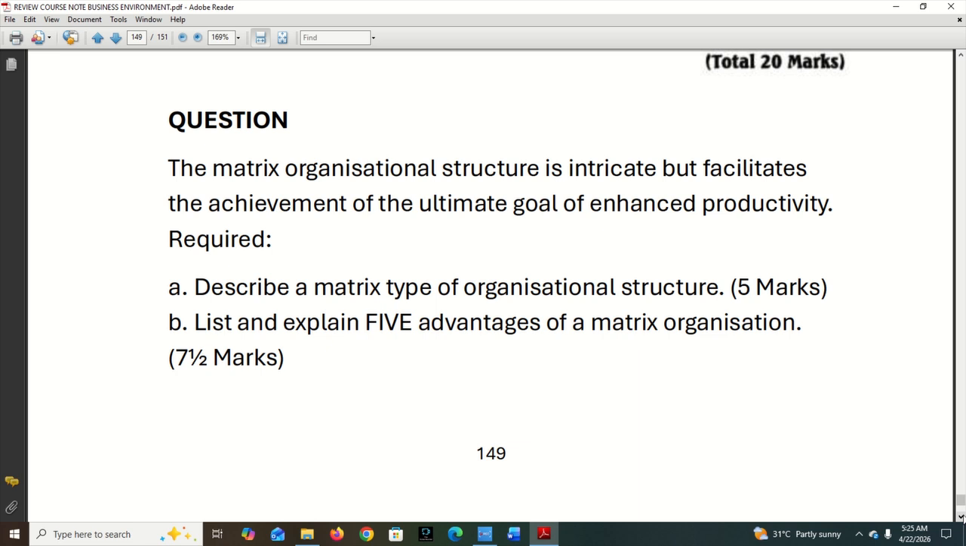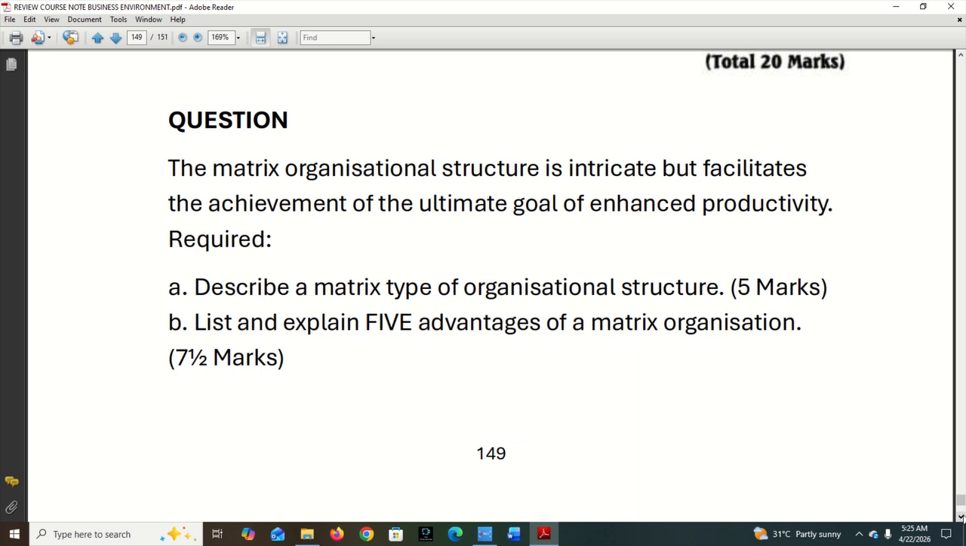Then what are the advantages of a matrix organization? So that's 7.5 marks. One is 1.5 marks. So please, you just have to list the advantages out. One of the advantages is that this is the type of organization that really makes use of specialized personnel. It's based on projects, so professionals are really used in the organizational structure.